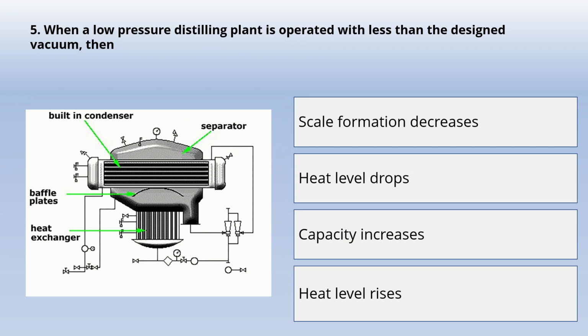Our next question is, when a low pressure distilling plant is operated with less than the designed vacuum, then, and the options are scale formation decreases, heat level drops, capacity increases, heat level rises. And the correct option is heat level rises.